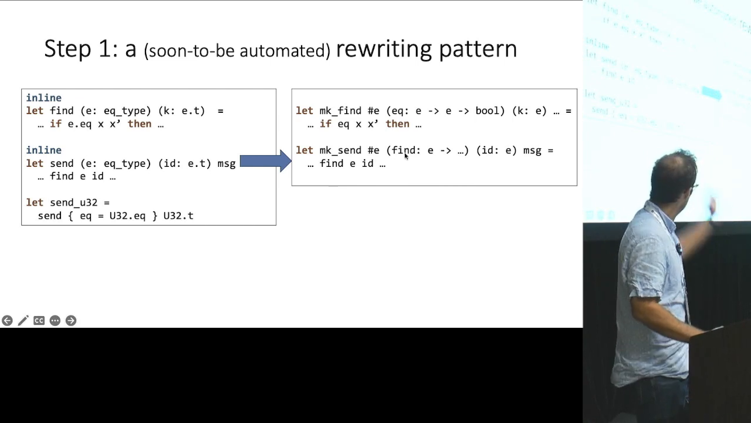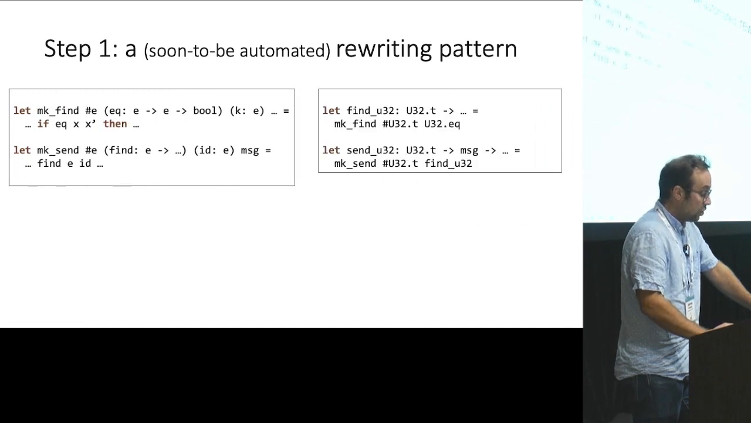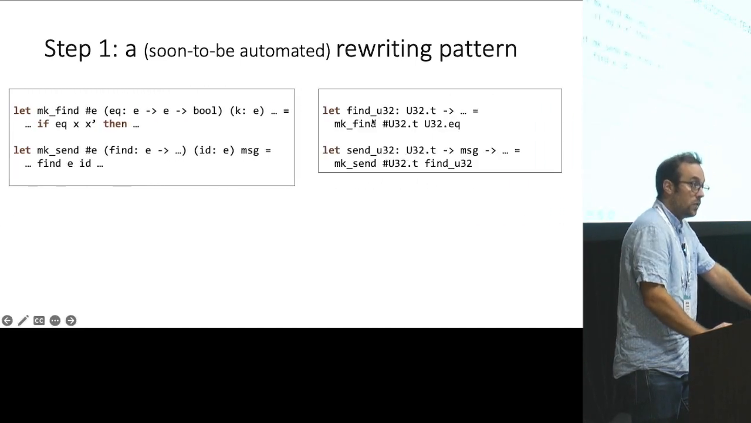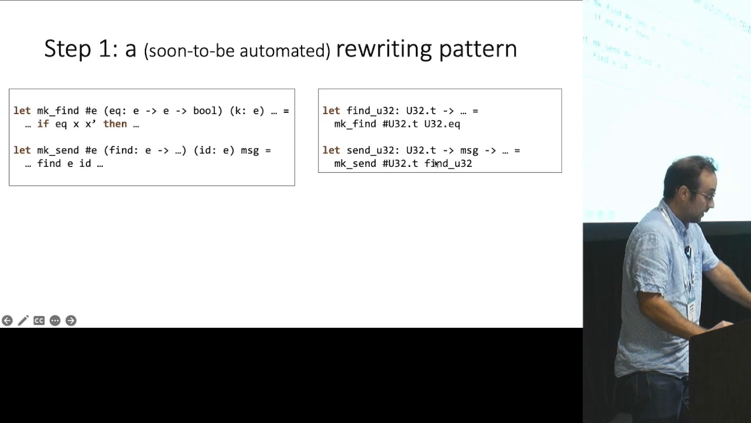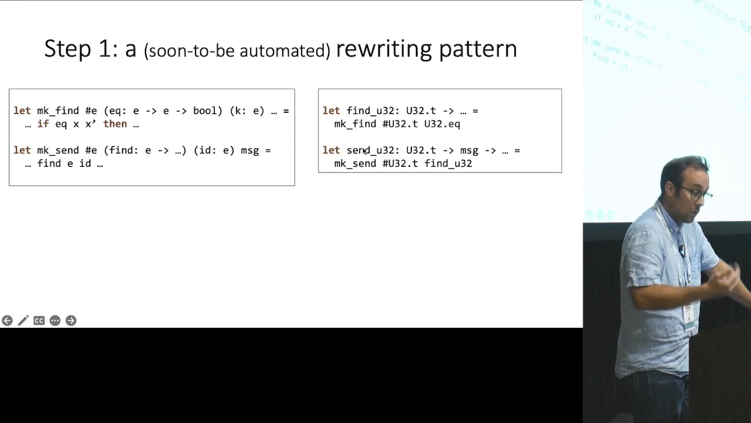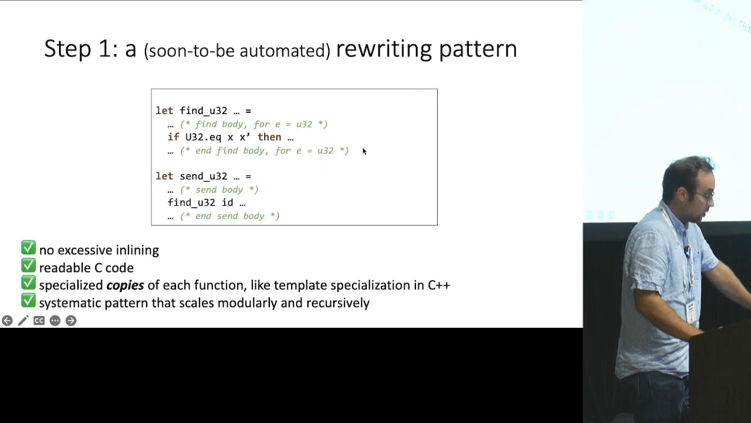And what that pattern allows us to do is to instantiate in two steps. First, we generate a version of find that is specialized for U32.EQ, and equipped with that specialized version of find, we generate a specialized version of send that refers to find U32, and that's the important bit. We're going to have a specialized copy of find, and send is going to call that specialized copy of find. And what this gives us is actually what we wanted.